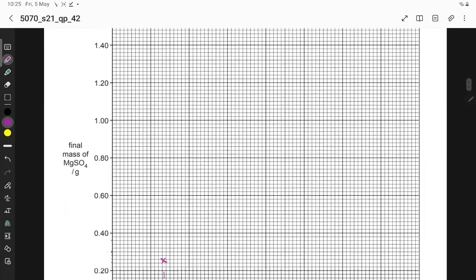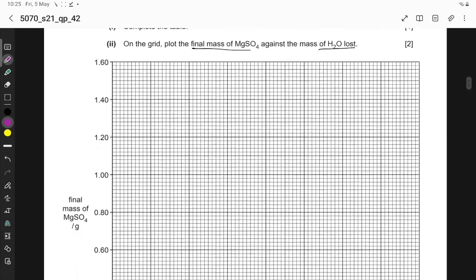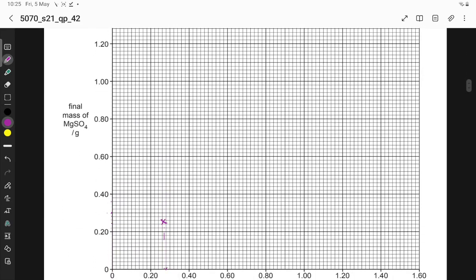Next is 0.50 and 0.48. This is 0.50 and 0.48.